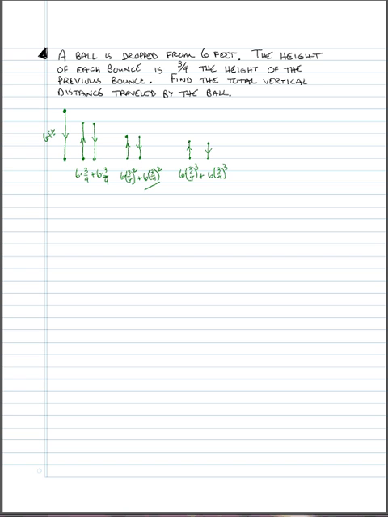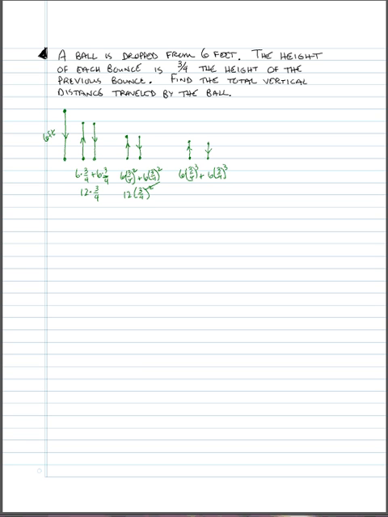Now, let's look here at what we've got. This amount, 6 times 3/4 plus 6 times 3/4, would you agree that that's the same as 12 times 3/4? And here we have 6 times 3/4 squared plus 6 times 3/4 squared. Would you agree that's 12 times 3/4 squared?